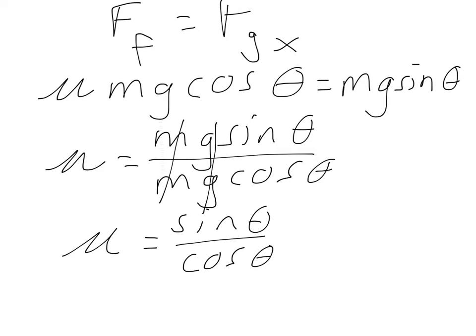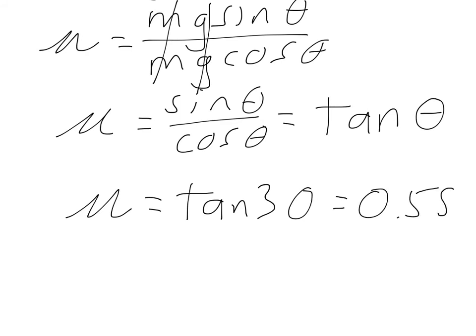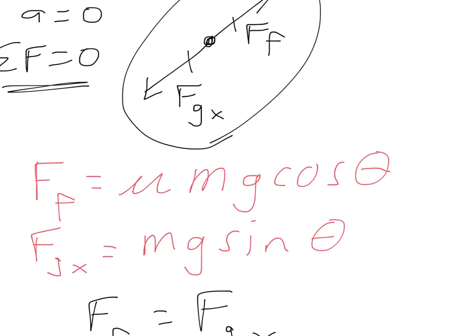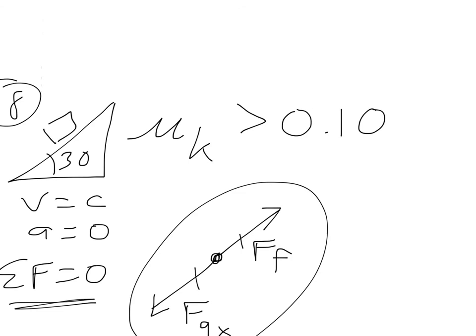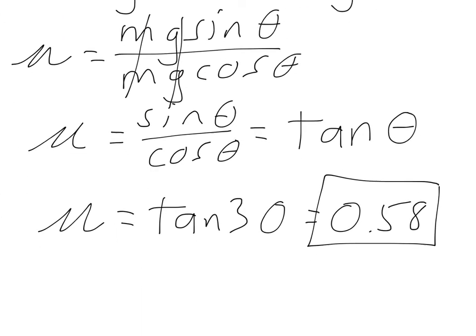Now at this point you could go and plug 30 degrees into the angle and solve this algebraically, or you could remember that sine divided by cosine is the tangent, and when you plug in 30 degrees you end up with mu being the tangent of 30, which is 0.58. Now if you remember at the beginning we were looking for the answer to be something greater than 0.1, and 0.58 then we know makes sense.